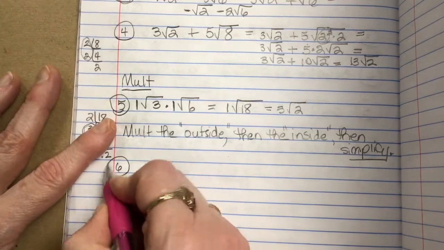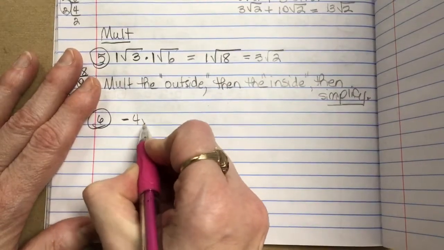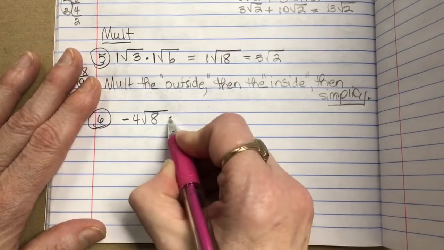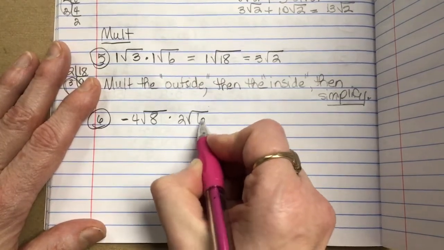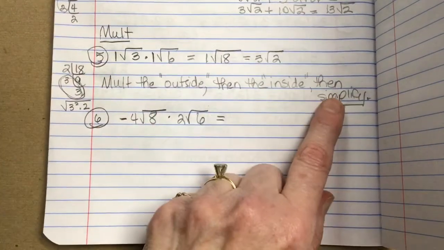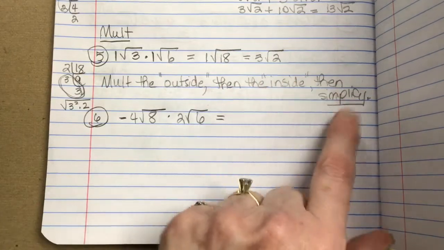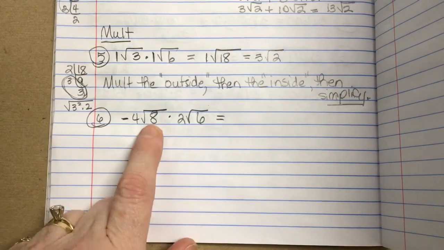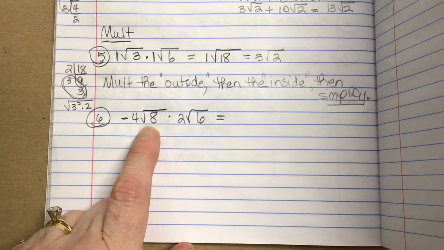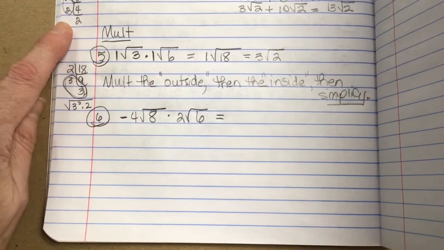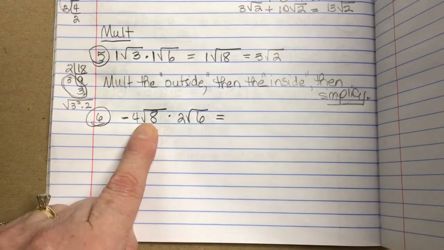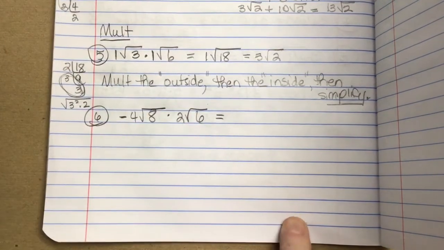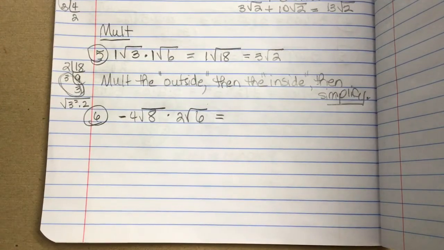Number 6. Let's do negative 4 square root of 8 times 2 square root of 6. Now, this is why I wrote this rule up here about do the outside, inside, and then do your simplifying. So you only have to simplify once. Let me show you what I'm talking about. See that square root of 8? You can break that down. We actually broke it down up here. But if you break it down now and multiply, you're going to have to break it down again. So why not just simplify one time?